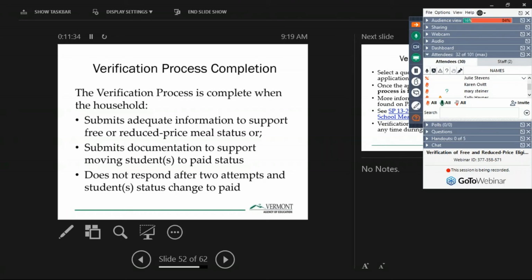For those folks that don't respond to your 2 attempts to get that information and you change their status to paid, and then like 2 months down the line in the school year, they submit an application again for free or reduced price meals, they are subject to verification throughout the school year. So you have to continue to request that documentation from them until you can actually verify their status.